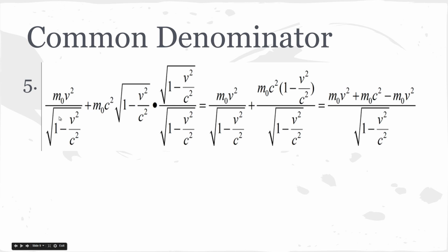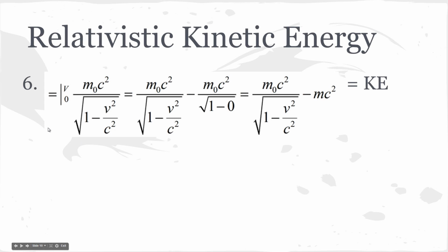So now to add these two terms together, we've got to find a common denominator. So we'll multiply the second term by square root of 1 minus b squared over c squared. If we do all that, we are left with the first term plus the rest mass times c squared times all this, because we're multiplying the two square roots so they cancel, over the common denominator we were looking for. So if you distribute all this out, you end up getting m naught v squared plus m naught c squared minus m naught v squared over the square root of that mess, which is really m naught c squared over all that, as shown here.